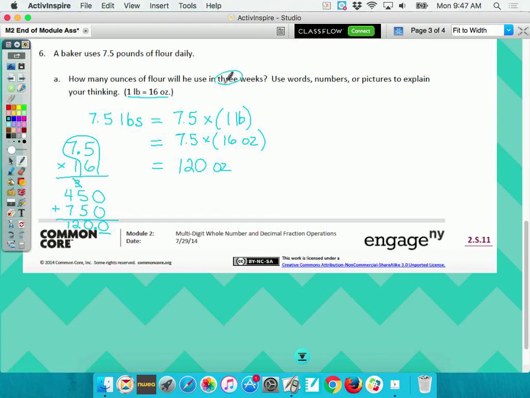That's just 1 day. Then you just times it by 3. You're close. How many days are in 3 weeks? 7. So I'm going to do 120 ounces. Actually, 1 unit equals 120 ounces. 21 units equals, how would you solve that problem?